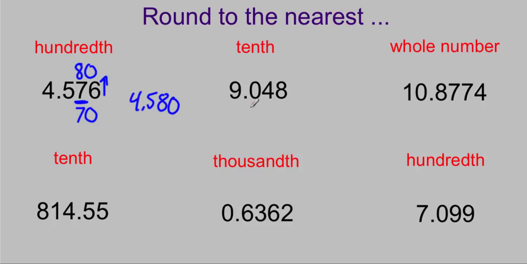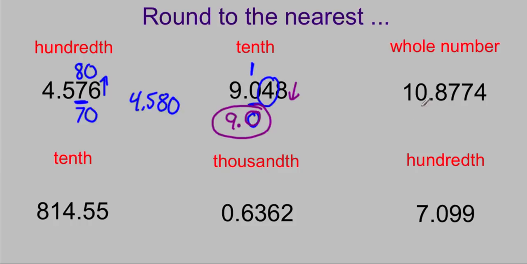Next one, rounding to the tenths. So I'm looking at my 0, and I look at the number right after it. My 0, well, I could either stay at a 0 or I could round up to a 1. So I look at my 4. 4 or less says I'm going to round down. I'm going to come back down to my 0 and end up at 9.0. 4 wasn't far enough along, so I come back to the 0.